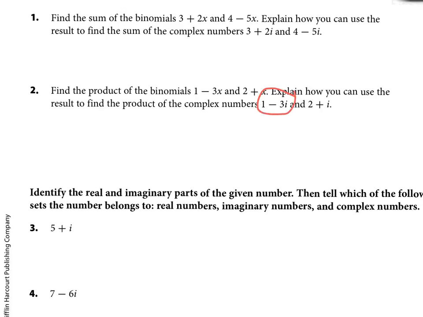these 2 binomials, they're each complex numbers where you have a real part, the 1 and the 2, and you have the imaginary part. The imaginary part, the negative 3i and the positive i. So if you treat the imaginary parts, that one and that one, just like you would have treated the x, the negative 3x and the positive x, you still multiply the binomials just like you would if they were algebraic. So I'm going to multiply these 2 as I would algebraic binomials.